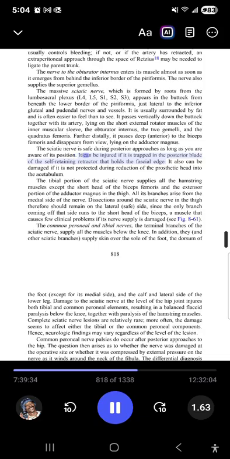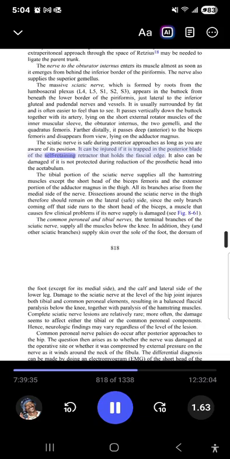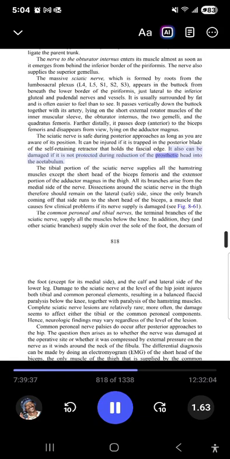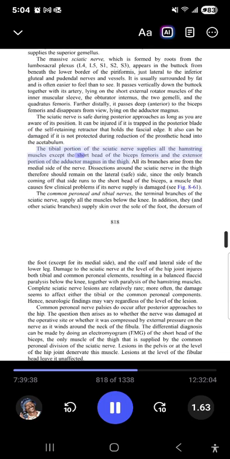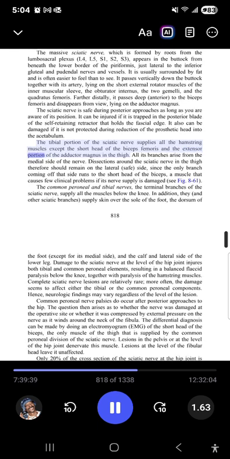It can be injured if it is trapped in the posterior blade of the self-retaining retractor that holds the fascial edge. It also can be damaged if it is not protected during reduction of the prosthetic head into the acetabulum. The tibial portion of the sciatic nerve supplies all the hamstring muscles except the short head of the biceps femoris and the extensor portion of the adductor magnus in the thigh. All its branches arise from the medial side of the nerve.